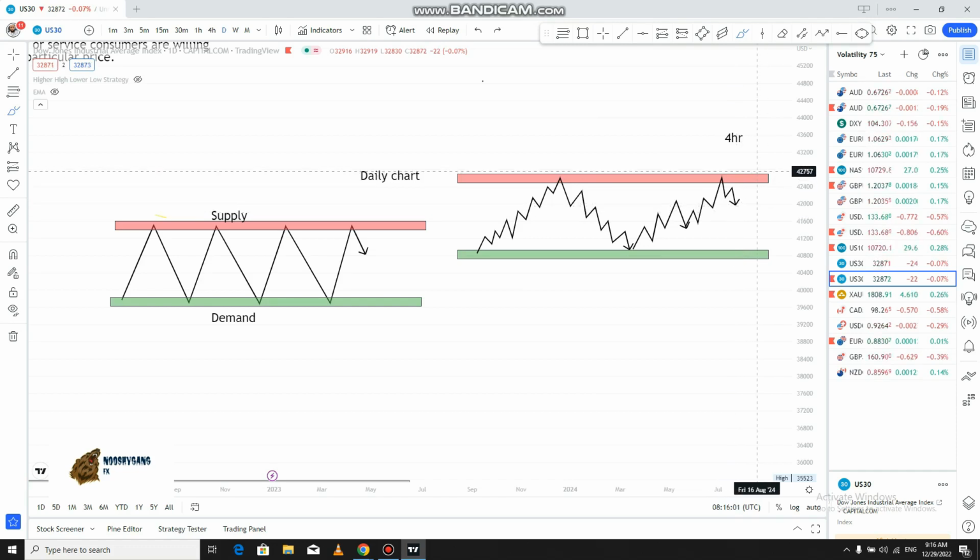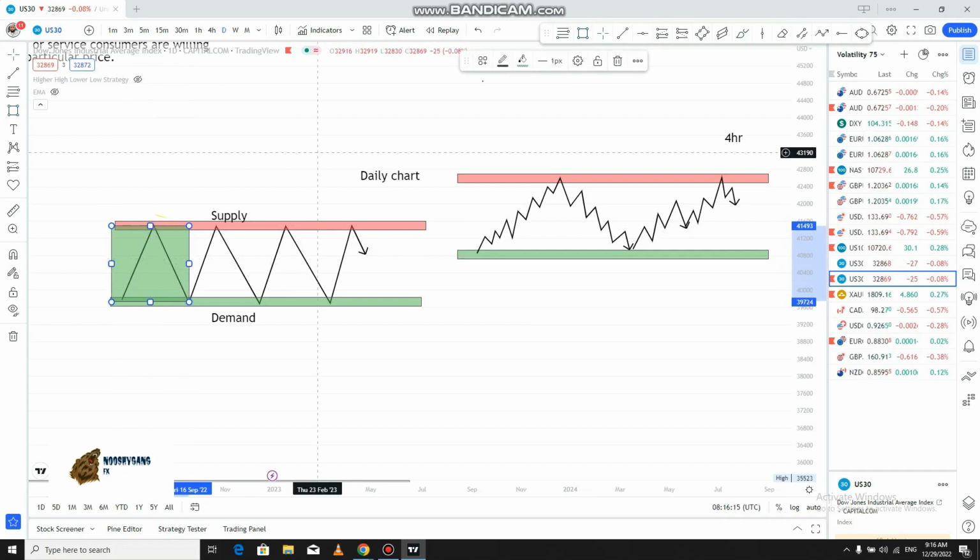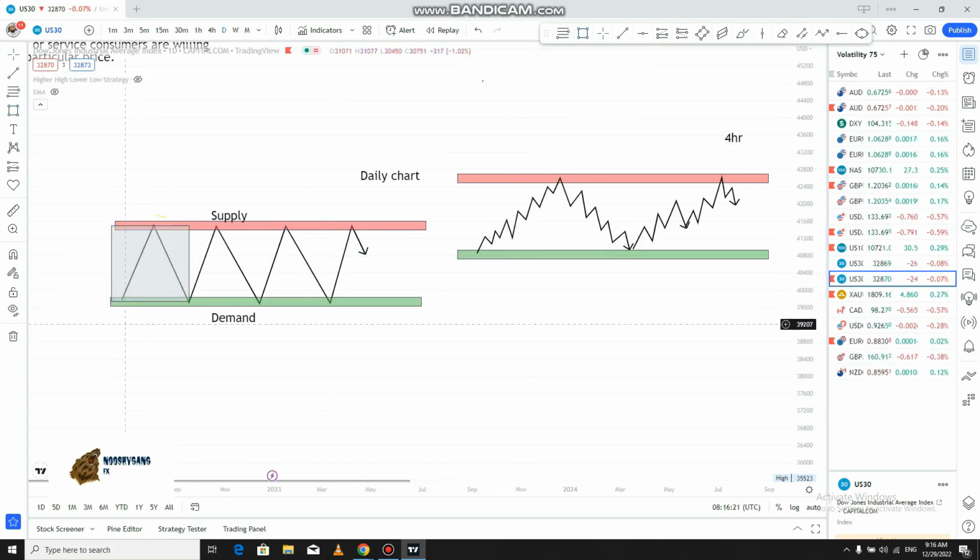So the way for you to catch this move right now, I want to give an example from this move over here, which is, let's just say, here. You see the market making higher highs and higher lows. So for you to catch this market, first off, you need to draw your trend line.